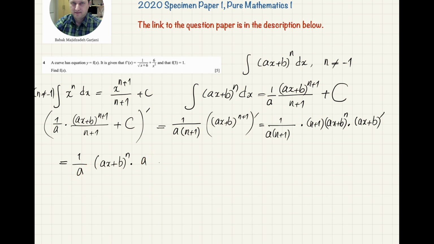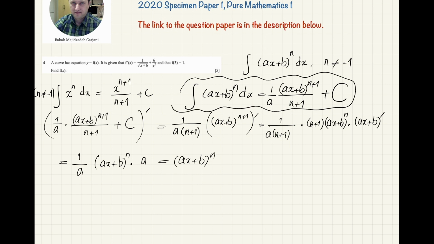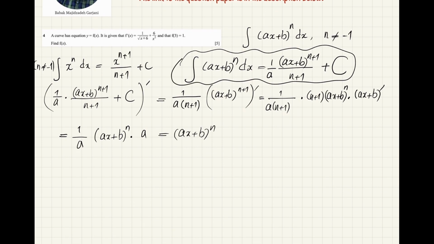So this becomes just (ax + b) to the power of n. And if you compare this one and the integrand function, you will see that they are the same. So it means that the formula that we got here is completely correct. Okay? Now let us go back to the problem.